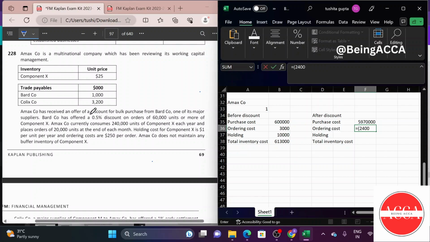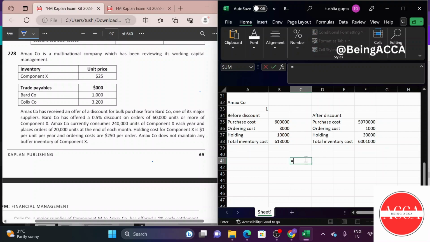Ordering cost will be 240,000 divided by, now we'll be ordering 60,000 units at once. So this divided by 60,000, and then we multiply it by the cost per order. This is our ordering cost now. For holding, this is $1 and our average inventory would be 60,000 divided by 2. Right, so summing this up will give me my annual inventory cost after the discount.